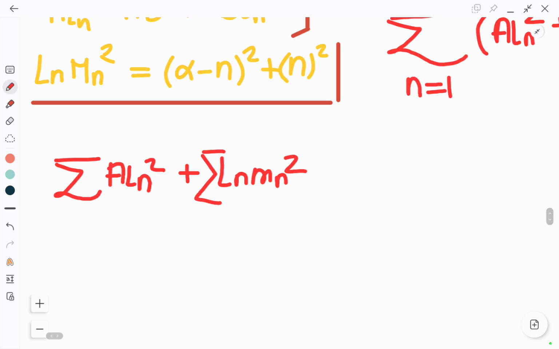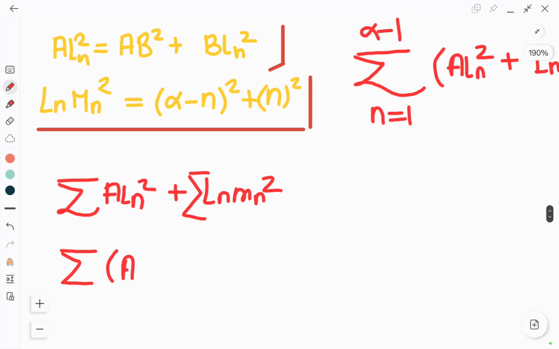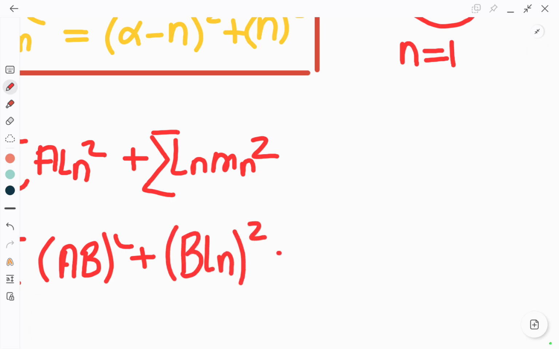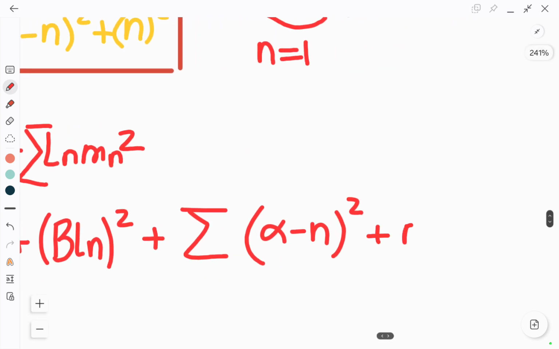Now, what is ln square? We are getting it as AB square plus BL n square plus (ln alpha minus n) whole square plus n square.